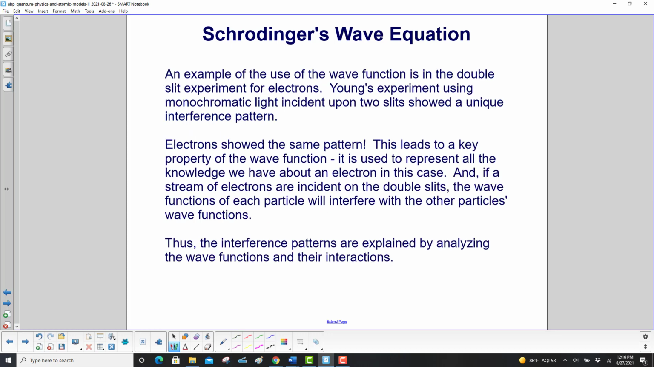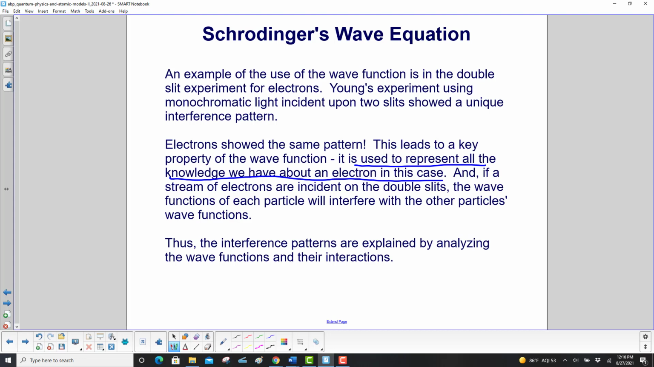An example of the use of the wave function is in the double slit experiment for electrons. Young's experiment using monochromatic light incident upon two slits showed a unique interference pattern. Electrons showed the same pattern. This leads to a key property of the wave function. It is used to represent all the knowledge we have about an electron in this case.